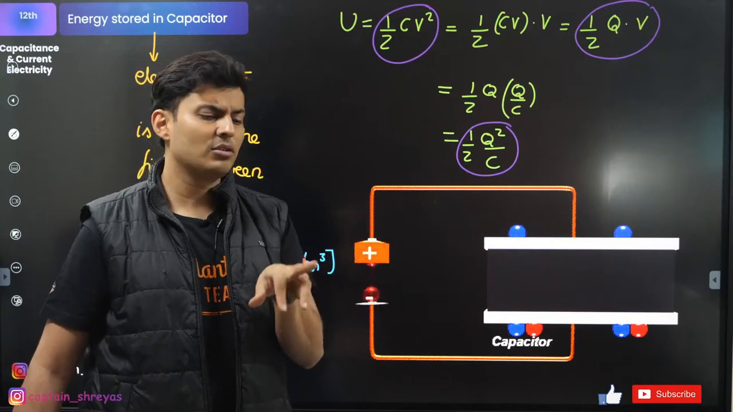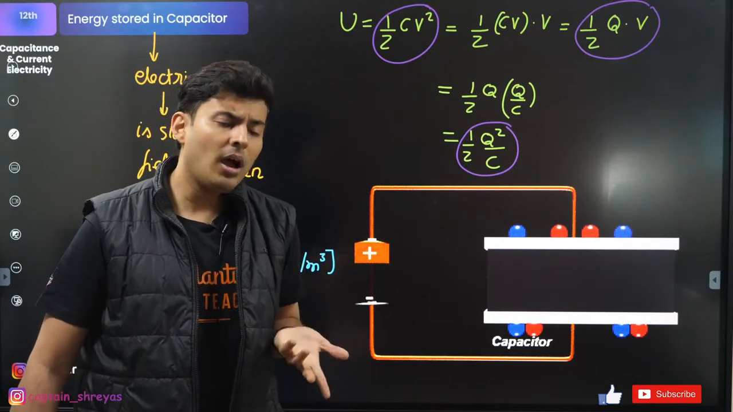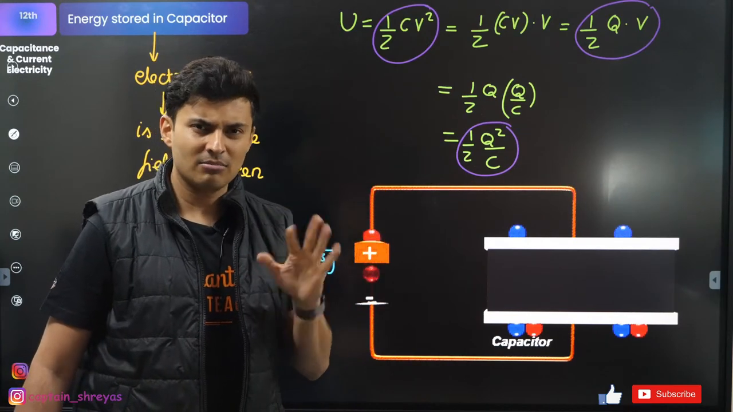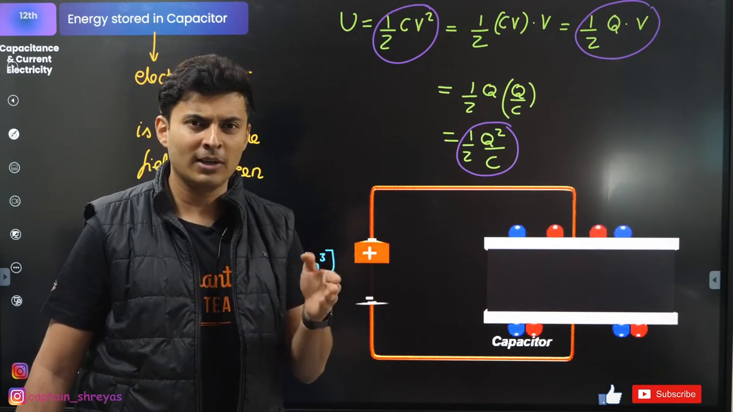You charge it like this, this will be positive, this will be negative. You charge it the other way, that's it. This will be negative, this will be positive. So the terminals can be easily interchanged. Whichever plate, you can make it positive or negative.